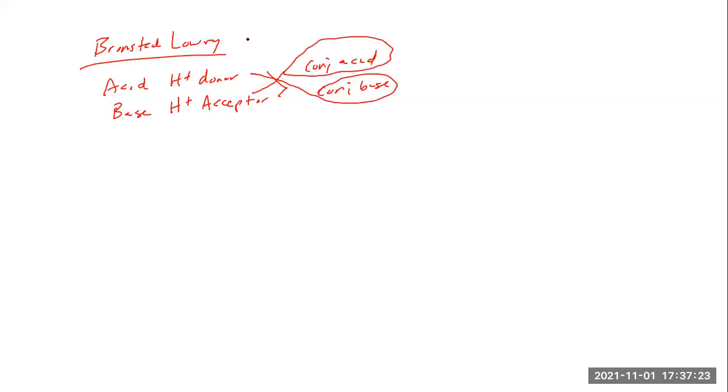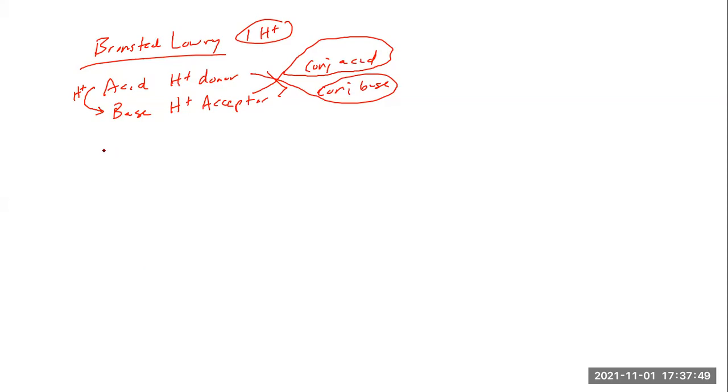Remember that the only difference between those two things is one H plus. That's because the acid is donating its H plus over to the base, and what we end up with on the other side of the arrow are species that differ by just one H plus.